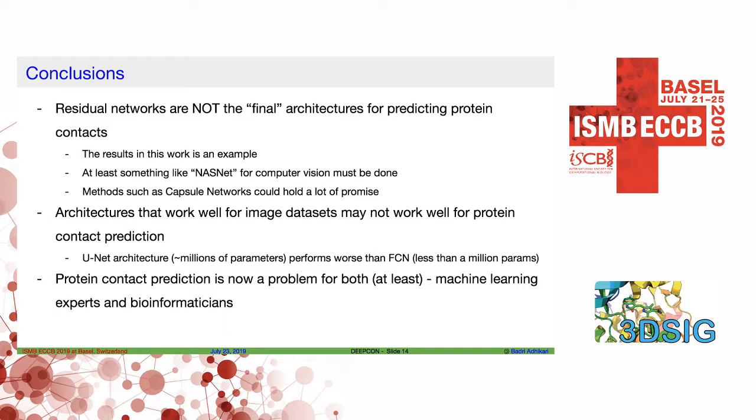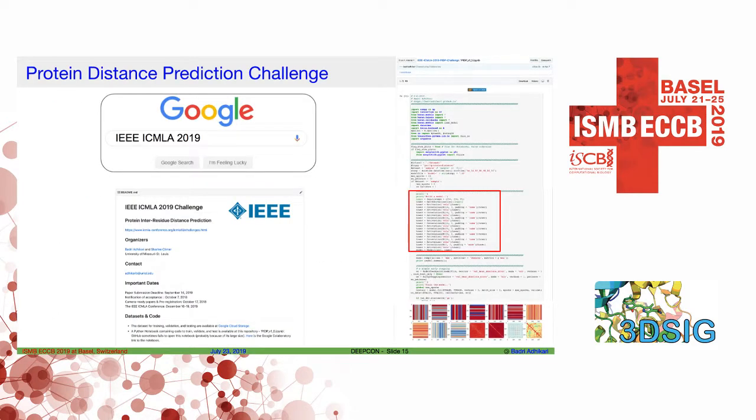And the way I see it is contact prediction problem is now a problem for both domains, that is machine learning experts and bioinformaticians. So with that in mind, I've created a challenge, protein distance prediction challenge, and it's under the IEEE ICMLA 2019 conference. There is still 2 months deadline to participate in the challenge.